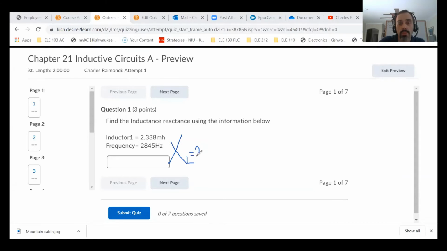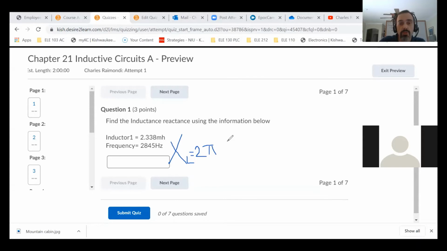I'll give you a hint. It has something with a 2 pi on it. 2 pi f, not X of L, because we have X of L already over here. So 2 pi f L. That's 2 times pi times the frequency times the inductor. And we have it all. We have the inductor and we have the frequency. So what do we get when you do that?